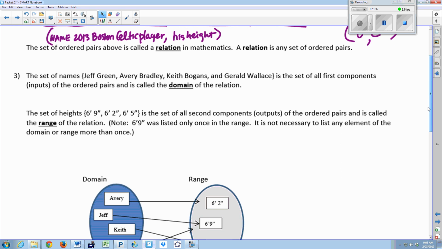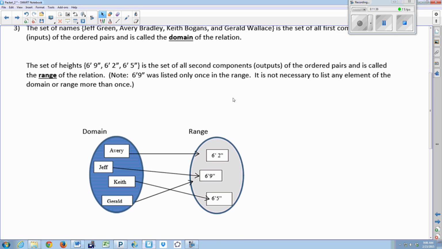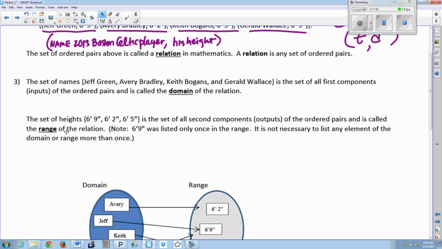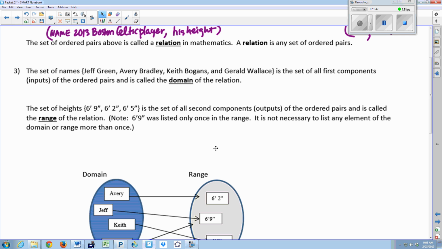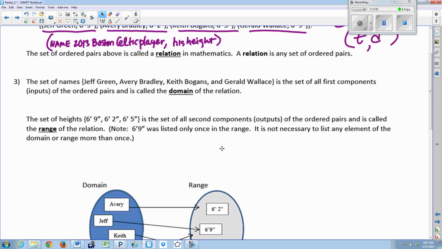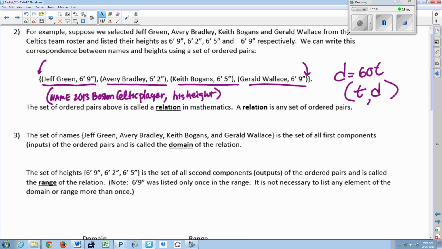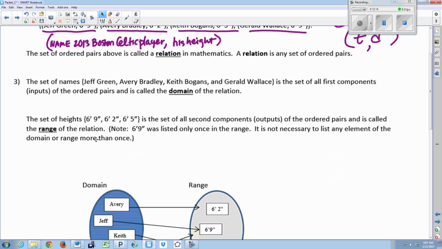Okay, so this is called the domain, and let's see what the set of heights are called. If we just looked at just the set of heights, want to continue with that, Ian? You don't have to go through them. Set of all second components, called range. Right. So all of the second components are the outputs, which, as Sam would say, you would typically call y. It's what we call the range.